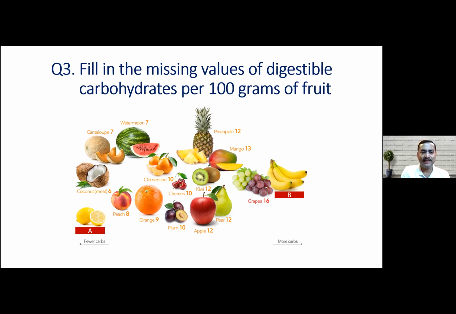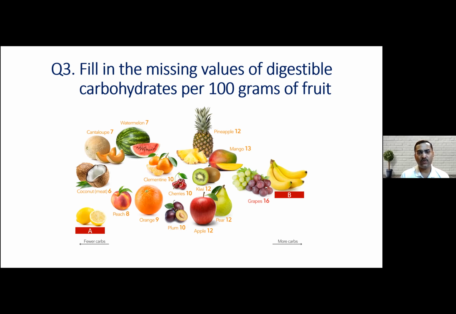One, if you look at the lemon part, it has an A written there and a red box covering the amount of digestible carbohydrate. If you look at the banana part, it has a B written there and it covers the amount of digestible carbohydrate. I want you to give me A, the amount of digestible carbohydrate in 100 grams of lemon, and B, the amount of digestible carbohydrates in 100 grams of banana. So A is a number, I need that answer. B is a number, I need that answer, which represent the amount of digestible carbohydrate in 100 grams of lemon and banana respectively.